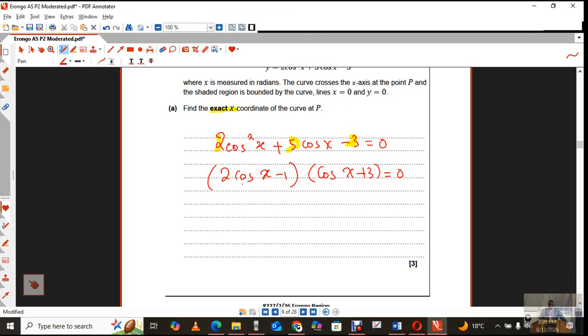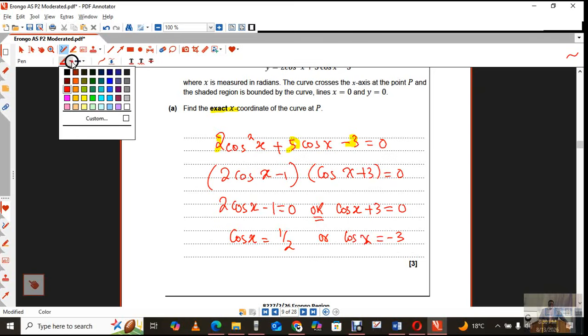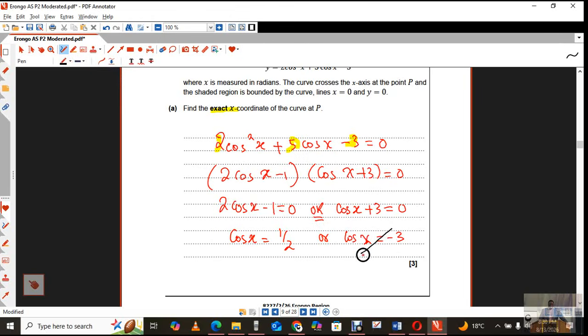You're going to let every bracket equal 0. So this is 2 cosine of x minus 1 is equal to 0, or cos x plus 3 is equal to 0. Then obviously this is going to be cos x is equal to 1/2, or cos x is going to equal negative 3. Now, you do know that the cosine graph doesn't go all the way down to there. So this is something that you will be rejecting.